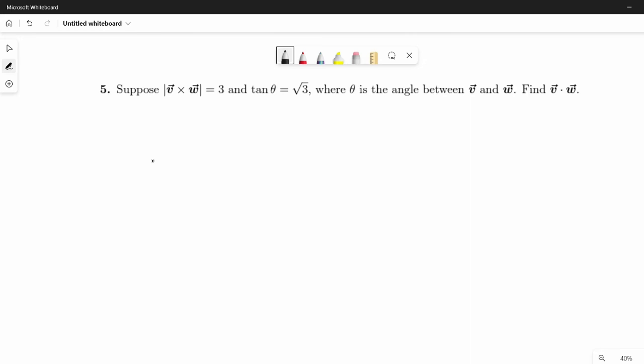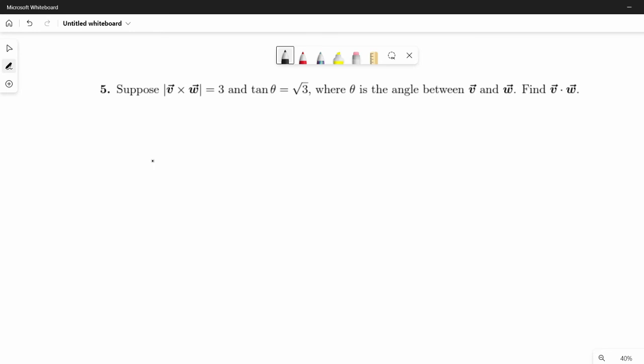So for question 5, we are given the length of the cross product between two vectors v and w, and the tangent of theta is √3, where theta is the angle in between, and we're to find the dot product. So this question is actually a little tricky. It can be done really easily, but you have to know the little trick.